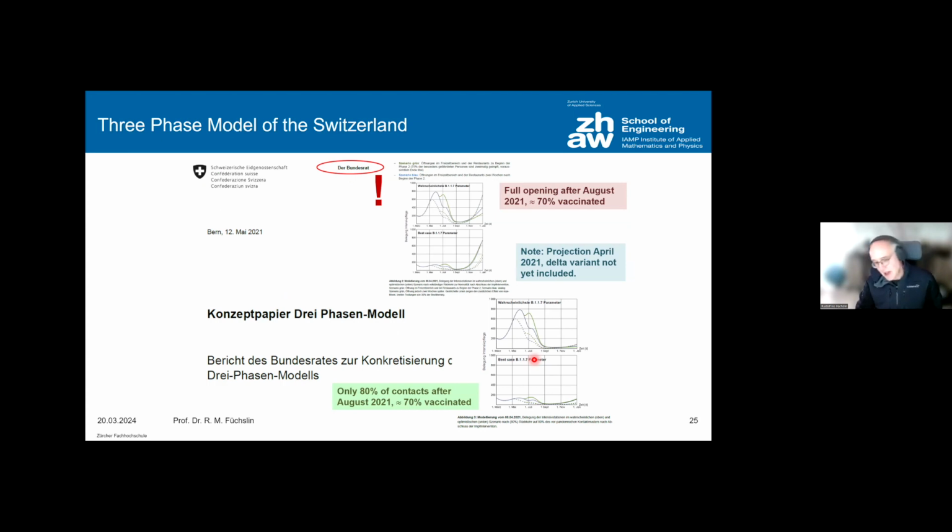I'm very proud of this slide. Here you see a report from the Bundesrat. What is the Bundesrat? Well, that's our government. We don't have a prime minister. We just have 7 ministers and they form the highest board of Switzerland, so to speak.